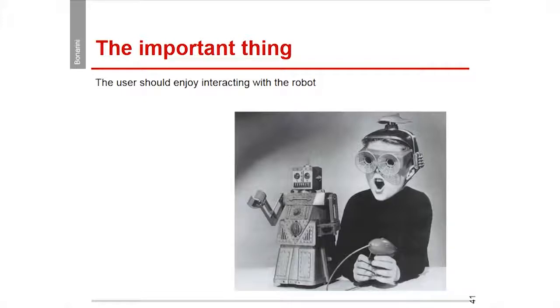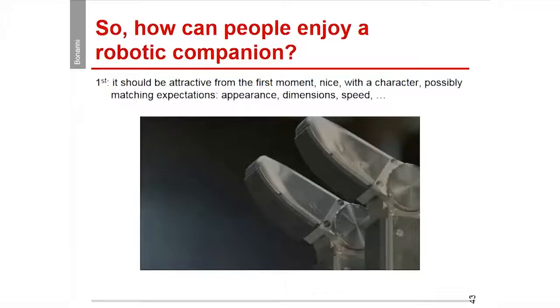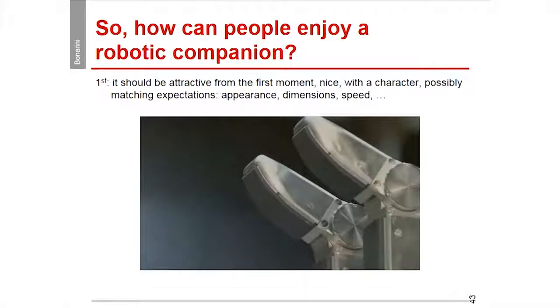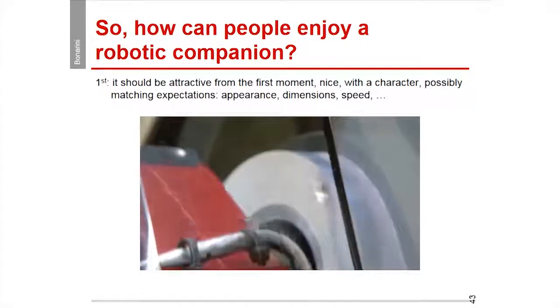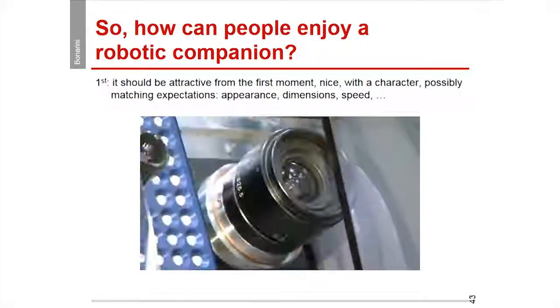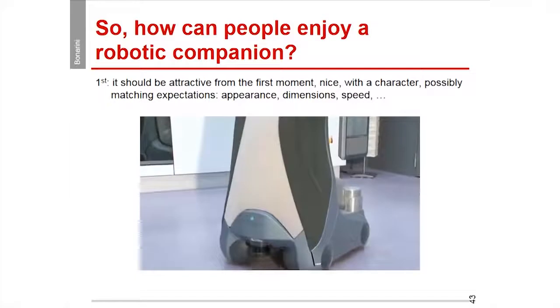An important thing is that you should enjoy interacting with your robot. It's important, because otherwise the market will not accept the robot. It should be interesting. So this is an example of a companion, one of the things that we have seen before. This is an official presentation. You can see from the official presentation what the approach is for this companion.